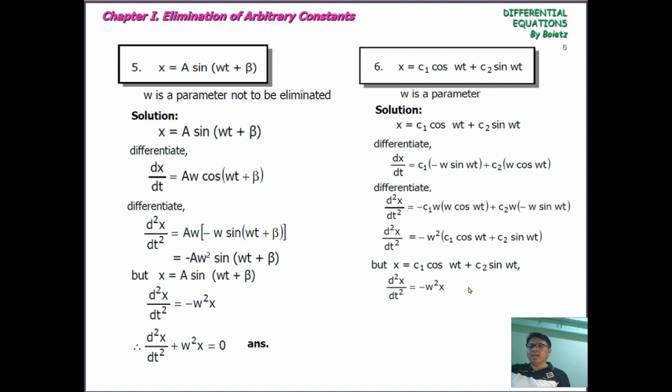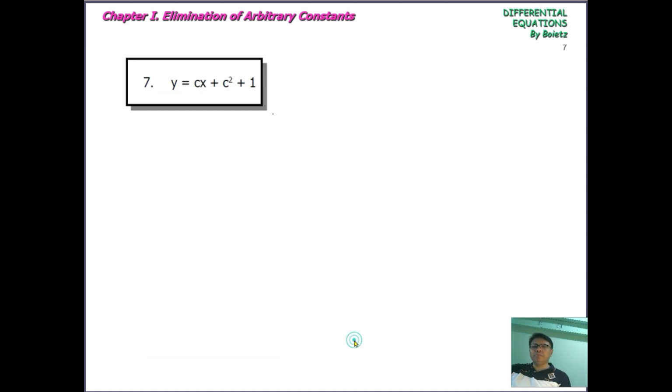And again, transfer to the left side. Yung mangyayari is, second derivative of x with respect to t plus w squared x equals 0 is your final answer. Again, na-eliminate yung arbitrary constant dito sa problem na to by substitution. Okay? Kahit dalawang beses ka nag-differentiate, hindi pa rin naalis, but by substitution, you can eliminate the arbitrary constant. Okay, very good. Next. Okay, y is equal to cx plus c squared plus 1.